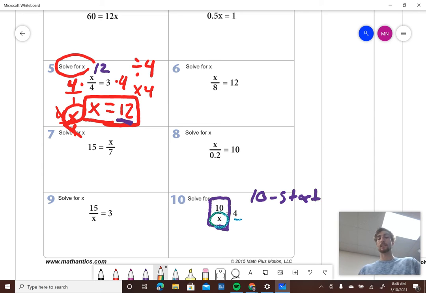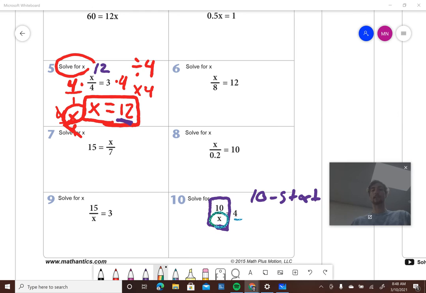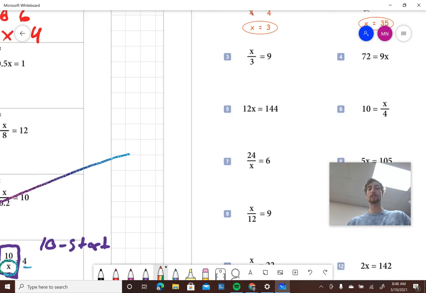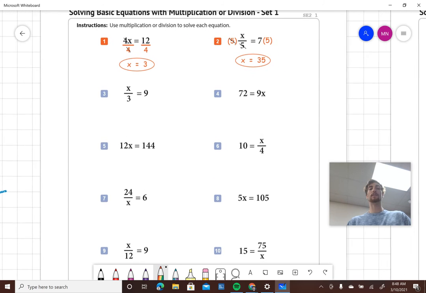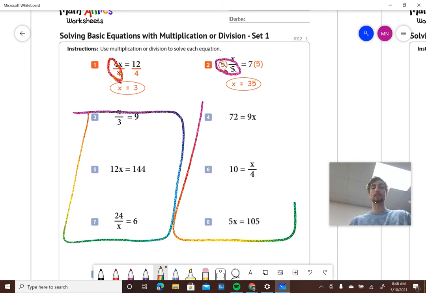All right, so that is the assignment for today there. And then you're going to complete the worksheet that goes with it. If I scroll right over here, this is the set 1. All right, and it gives you a few examples, like here, multiply by 5 to get rid of the division, divide by 4 to get rid of the multiplication. And you're just going to use this to complete the rest of these problems and these problems, okay?